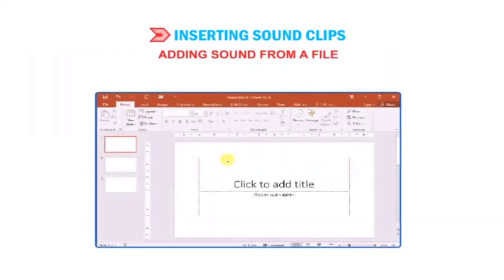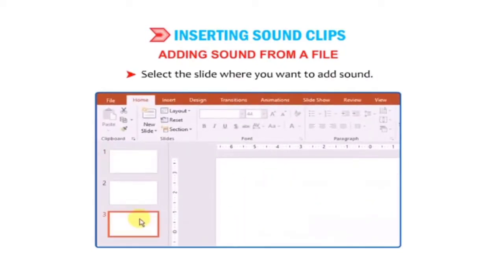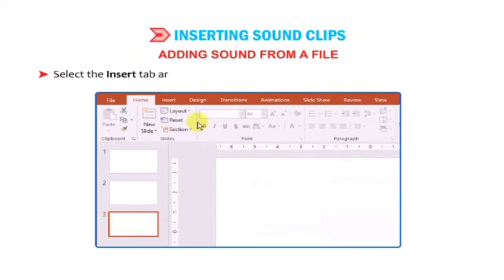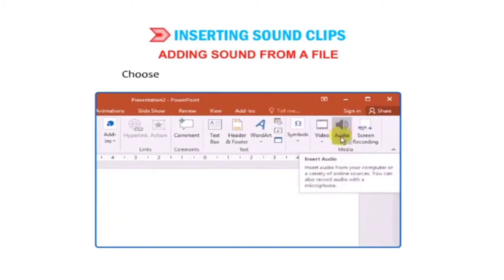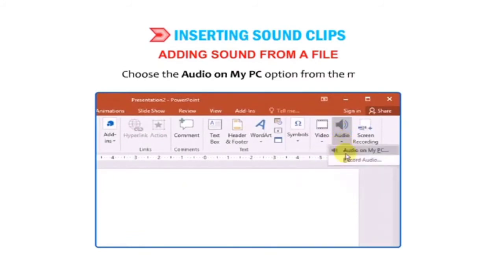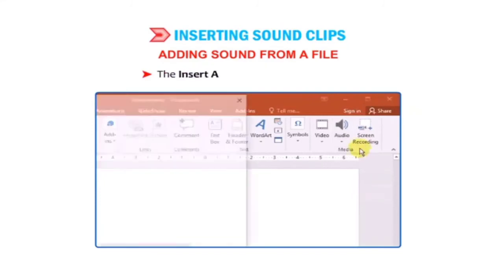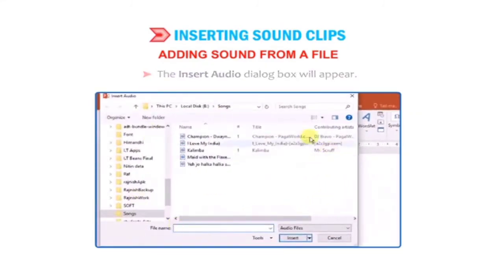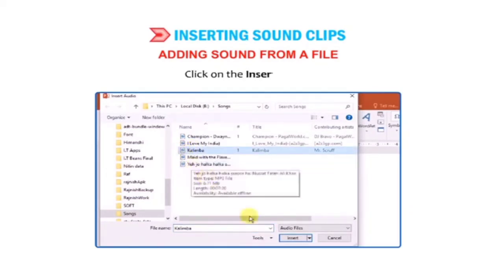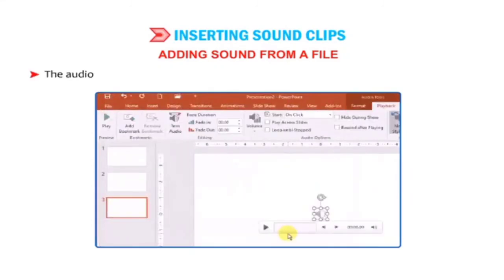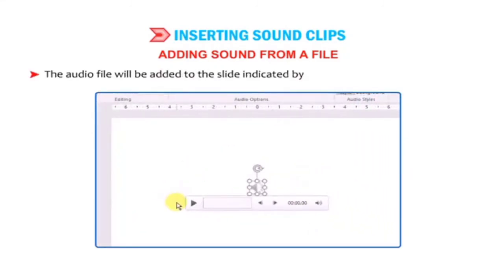Okay, let us now learn how to add sound from a file. Select the slide where you want to add sound. Select the Insert tab and click on the Audio drop-down arrow in the Media group. Choose the Audio on My PC option from the menu. The Insert Audio dialog box will appear. Locate the audio folder on your computer and select the required file. Click on the Insert button. The audio file will be added to the slide indicated by a speaker icon on the slide.